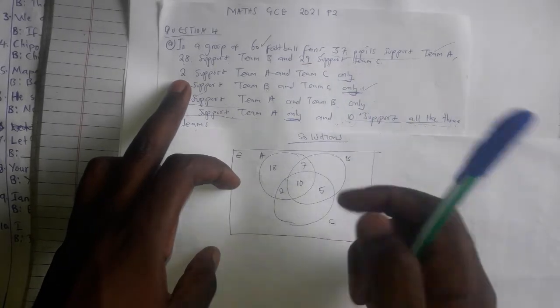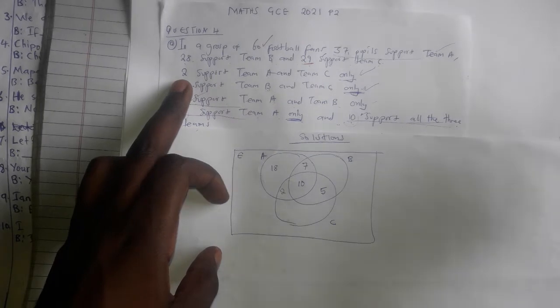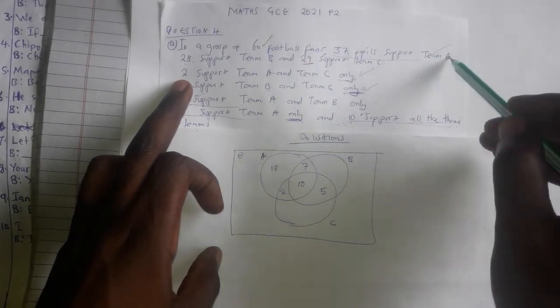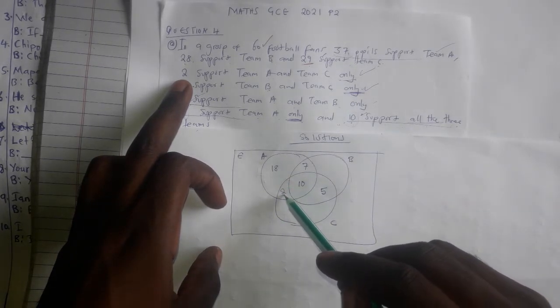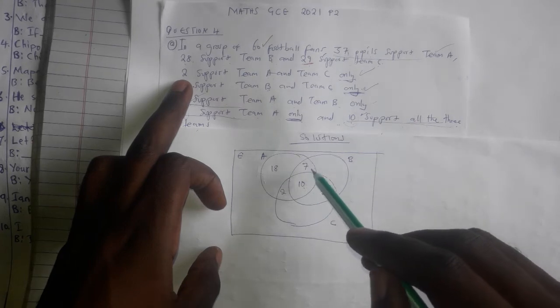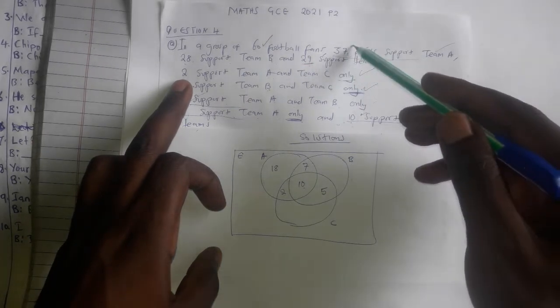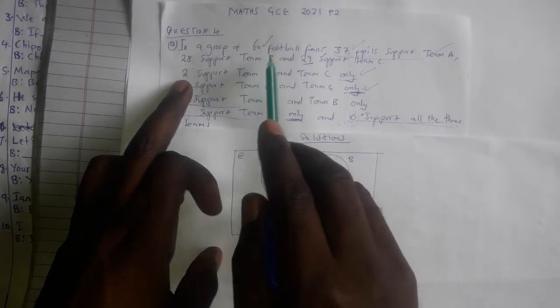B is not included. That statement is done. And we can now check, because we have been told that 37 pupils support team A. So let's count. We have 18 plus 2, 20, plus 10, 30, plus 7, 37, which is the total. So that one is covered. 18 support team B.